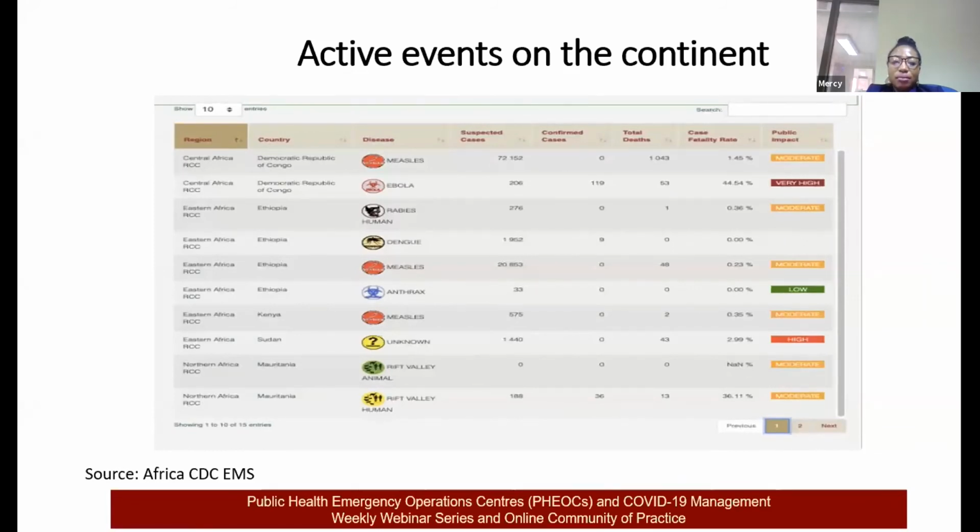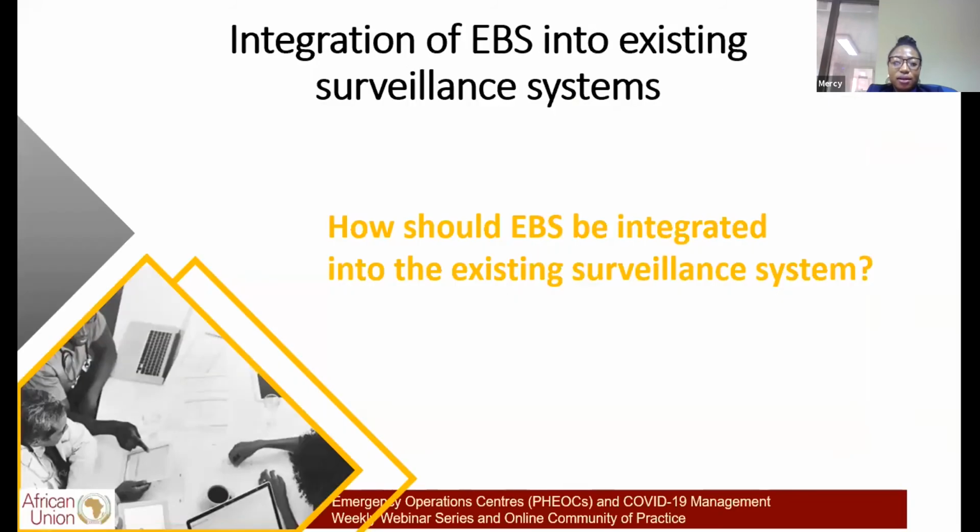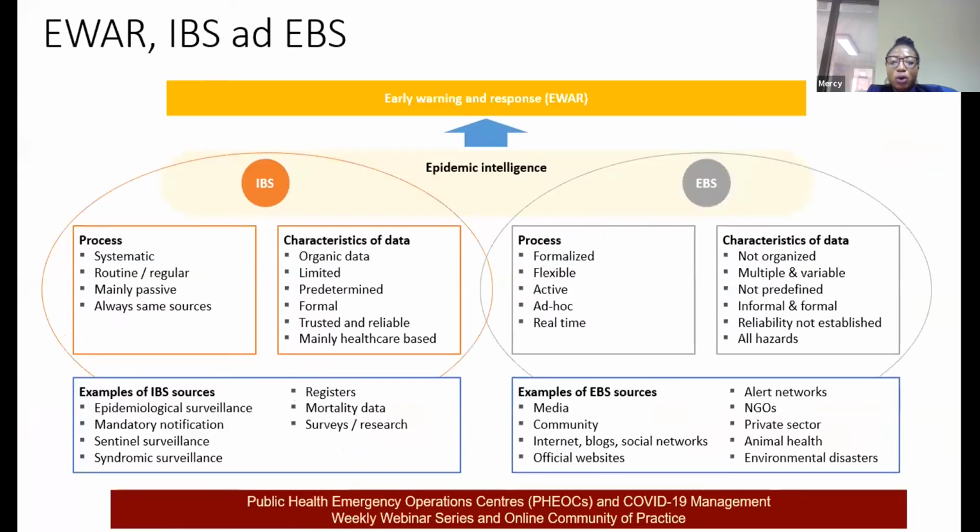Next slide. So we should be wondering now, how do we integrate EBS into the existing surveillance system? Because of time, I might not be able to go into the depth of this, but it should be noted that EBS and IBS are part of epidemic intelligence, and both support EWA. They don't replace each other, they rather complement. And remember that you could also detect from the IBS if you're monitoring trends.